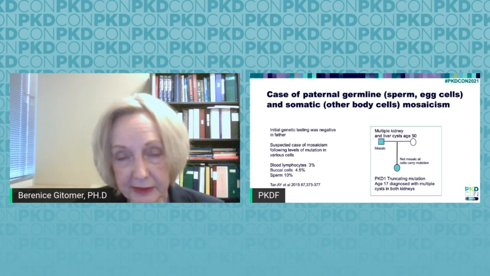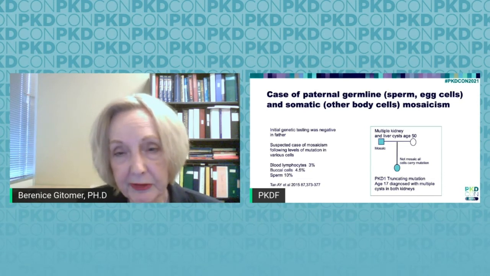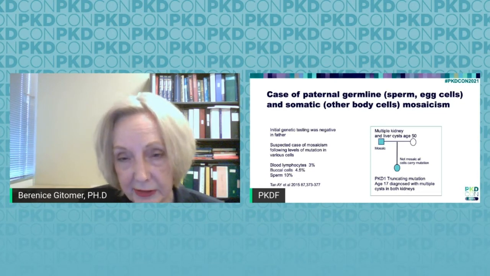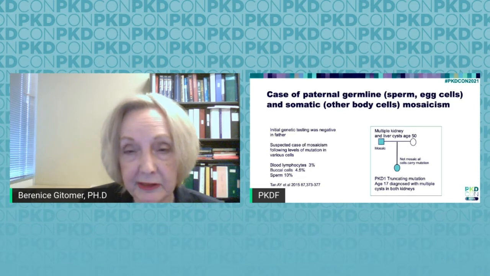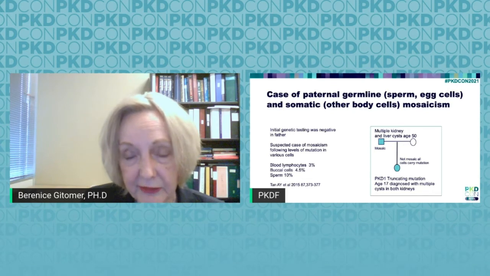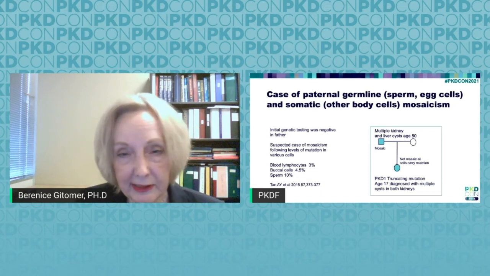However, in the sperm, it was present in a higher proportion, and that in fact is what happened. This child resulted from fertilization of the egg with one of the father's sperm carrying the mutation. This child is not a mosaic. They've inherited what we call a germline mutation, so they will have fairly classic PKD. Next slide, please.